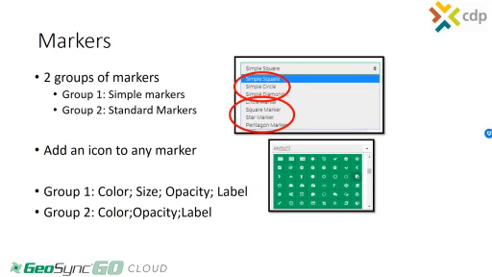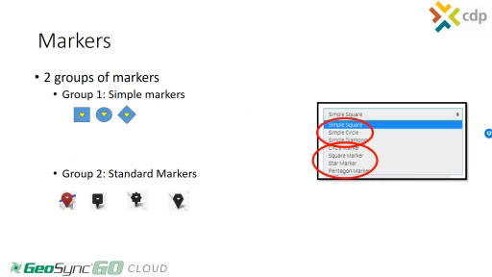The Group 2 standard markers are the quick, easy way just to grab a marker and get a point on the screen. It's very quick and easy, and doesn't require much customization at all. So we look at those markers a little bit more.